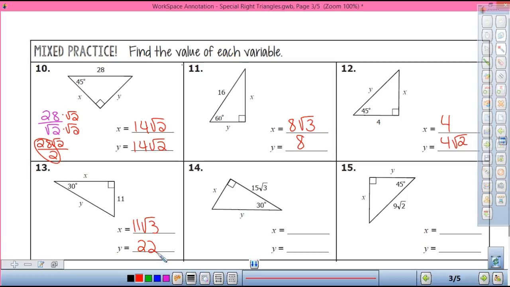Okay, 14, I'm given long leg. How do I get long leg to short leg? 15 square root of 3 divided by the square root of 3, I get 15, which makes my hypotenuse 30. Okay, 15, how do I get hypotenuse to leg? Divide by the square root of 2. 9 square root of 2 divided by the square root of 2? 9. You should get 9 for both of them.